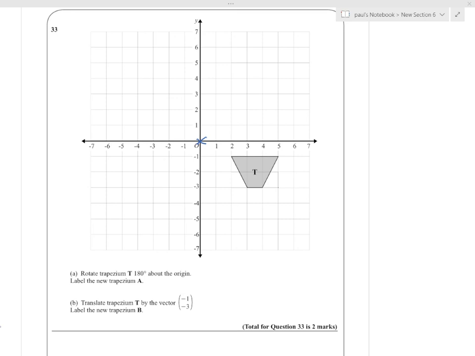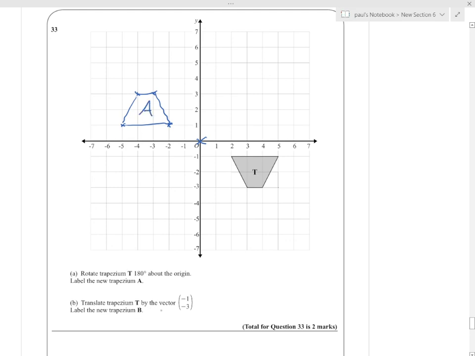So it's 2 along and 1 down, so we want 2 along and 1 up. Right, so that's that corner. 5 along and 1 down, so we want 5 along and 1 up. And this is 3 along, 3 down, so 3 along, 3 up. And 4 along, 3 down, so 4 along, 3 up. Yeah? So that's there, there, there, and there. Label the new trapezium A.